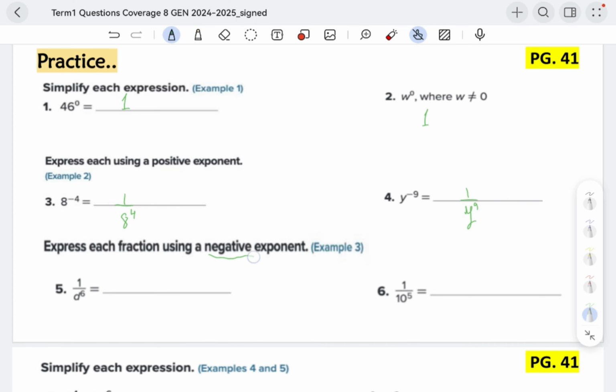And here we have to write using a negative exponent. If we want to add the negative, it means the reciprocal. So this will be d to the power minus 6. And here do the reciprocal, then add the minus sign.